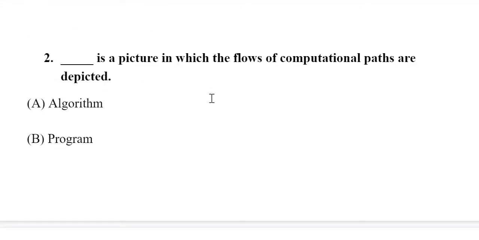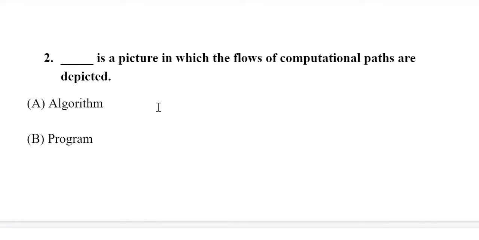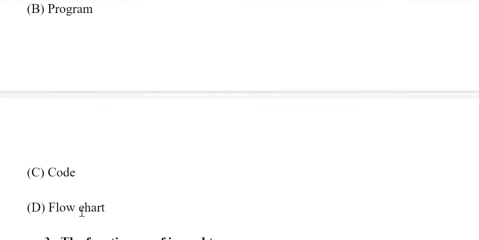Question number 2, dash is a picture in which the flow of computational path are depicted, okay. So in the form of pictorial depiction, it is done in flowchart, okay. So flowchart is the correct answer.